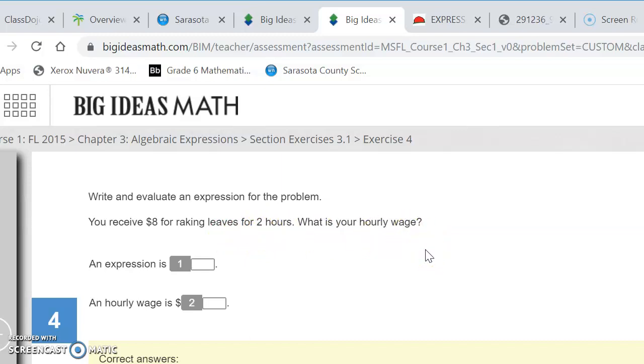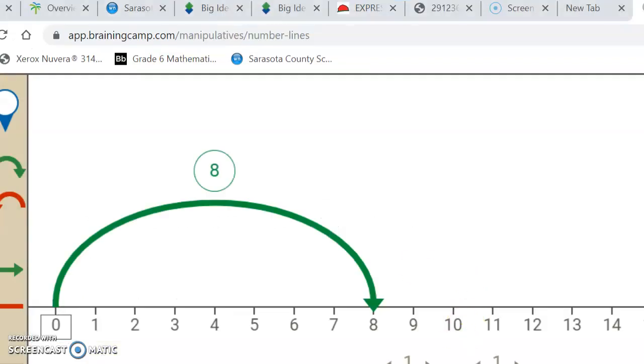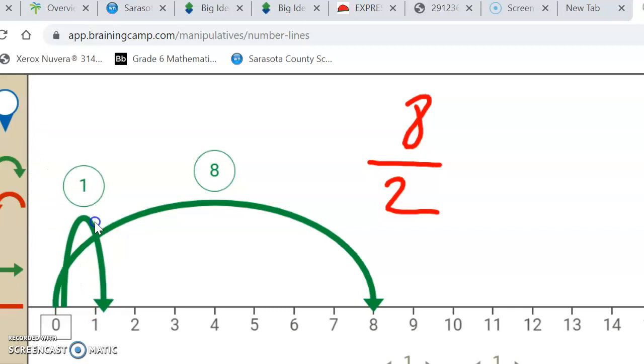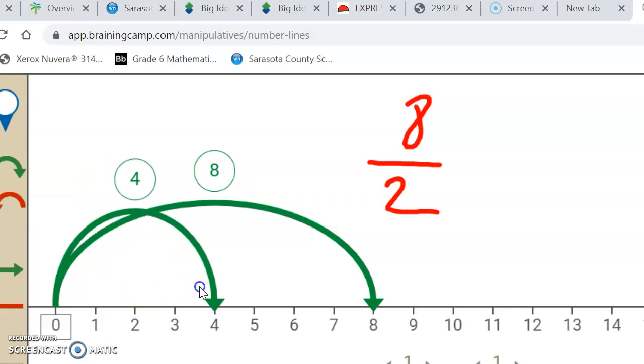Whenever we're talking about hourly wage, we're talking the same thing as hourly rate. And when we're talking about hourly rate, we're talking about a unit rate. We're talking about 8 divided by 2. So we have this number 8, and it's divided into half. So half of our 8, I'm going to start right there at the 0, is going to give us 1, 2, 3, 4. And we can see that 8 divided by 2 is going to give us 4, or it's going to be $4 per hour.